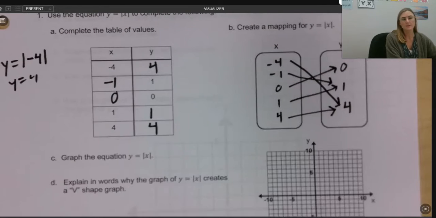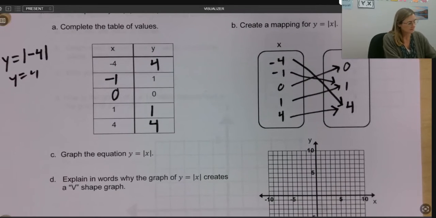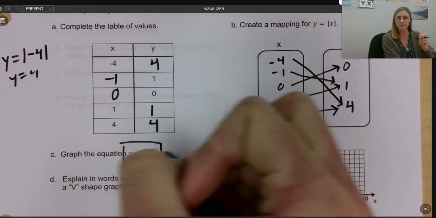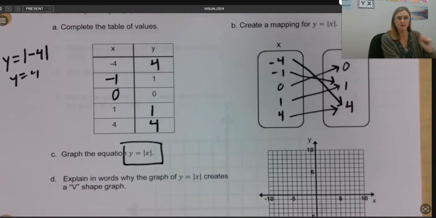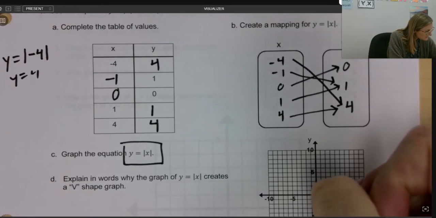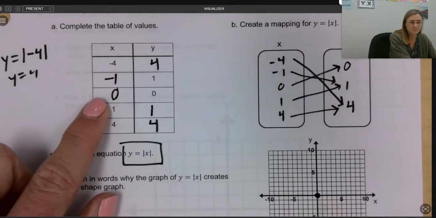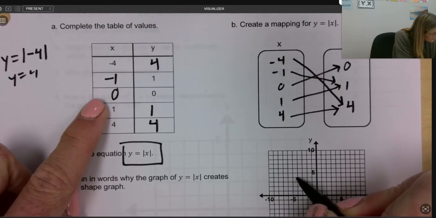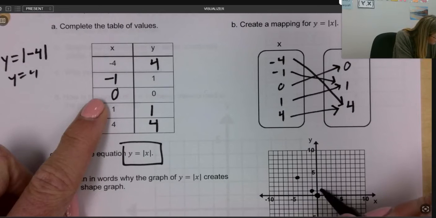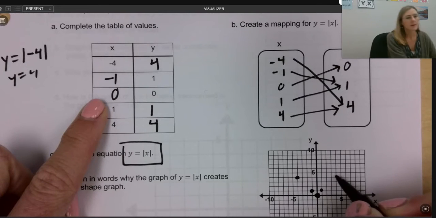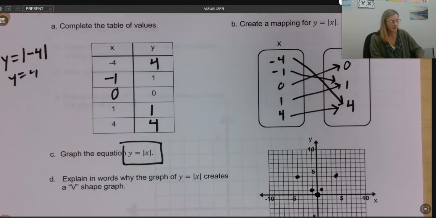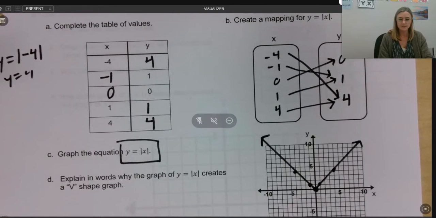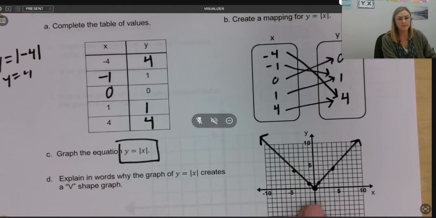So I always start my graph at 0, 0. This is going to be called a parent function eventually because we're going to see how it shifts when we change the equation. So I'm going to start right at 0, 0 because that point is in my mapping. Then I'm going to go to -1, 1, -4, 4, +1, 1, and +4, 4. And my graph is going to look something like that, and I'm going to connect the points. So as you'll notice, it creates a V shape.